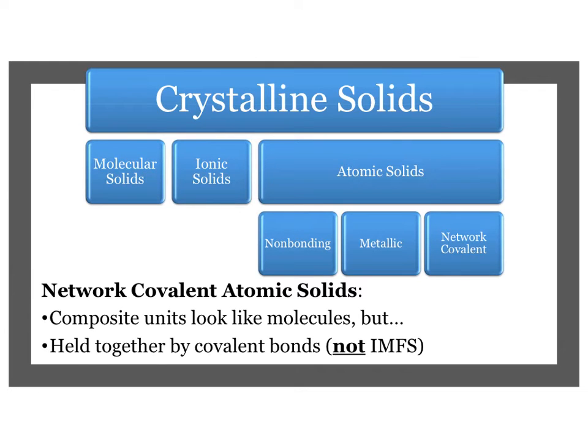Finally, we've arrived at our last, and probably hardest to identify, type of crystalline solid. The confusion is present because, while the composite units look like individual molecules, each of these composite units are repeated infinitely throughout the solid and connected to one another through covalent bonds. Let me show you what I mean.